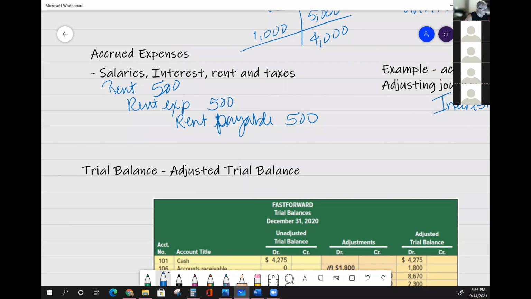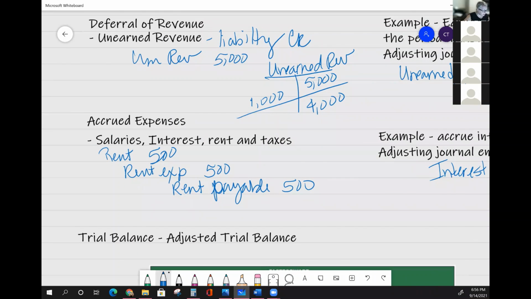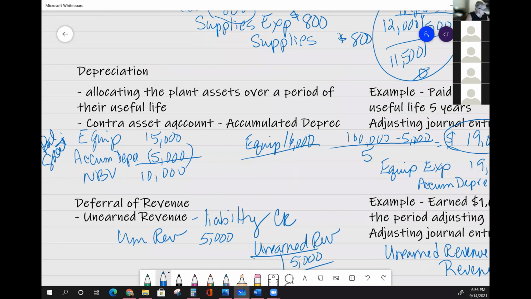Okay, so that was accrued expenses. All of these things that we just did are adjustments. There are transactions that have happened through the year, and some things happened maybe months ago, and we put those things on our books. We posted those journal entries, and they're in our trial balance, but we need to adjust those balances.